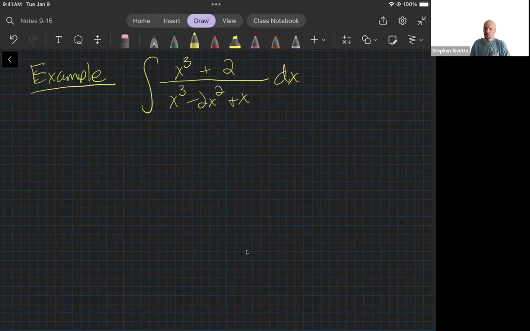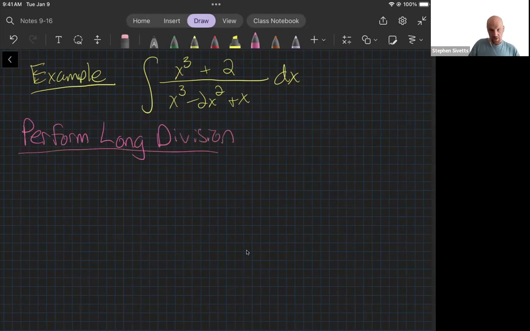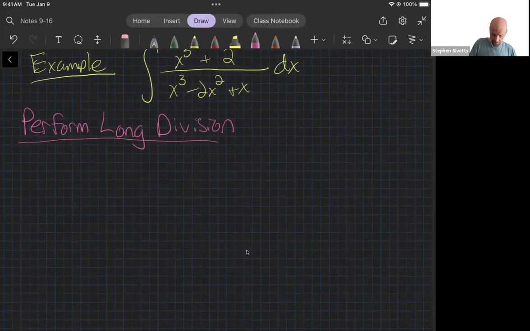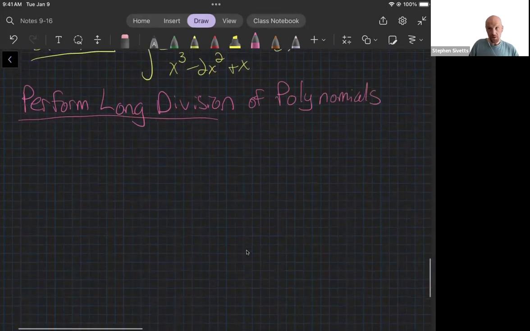Okay, so hopefully you had a go at this example. If you notice here, the degrees of the polynomials in the numerator and the denominator are equal. Okay, so partial fractions only involves rational functions whose degree in the numerator is less than the degree in the denominator, right? So what we want to do is perform long division of polynomials, right?